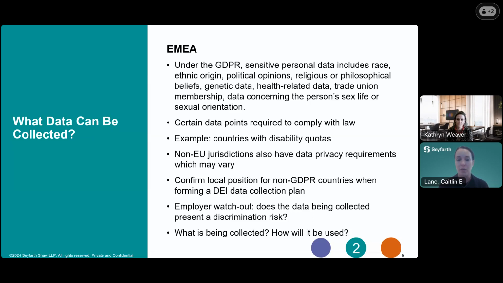So, for example, some countries, including Italy and Romania, have disability quotas. Essentially, the employer has to have a certain percentage of the workforce be made up of individuals with a certain level of disability, which is typically determined by the government. And so in order to comply with that obligation, the employer actually has to collect this data, subject, of course, to data privacy regulations and requirements.